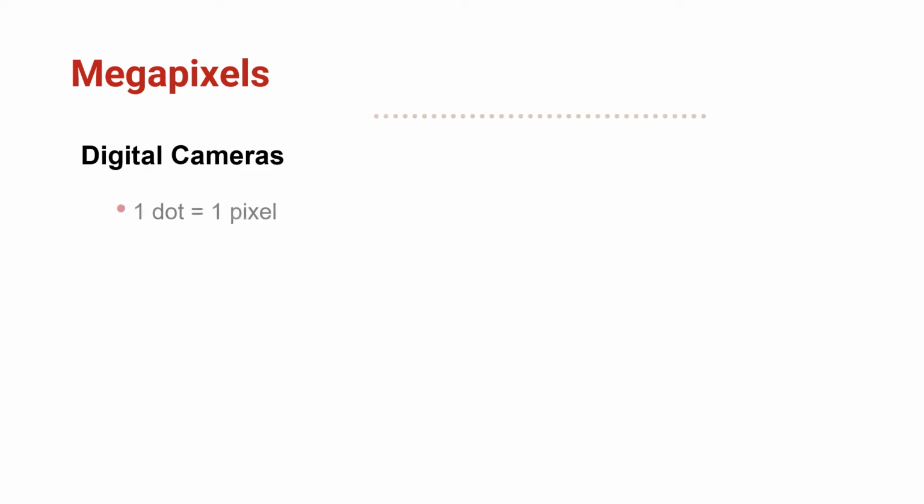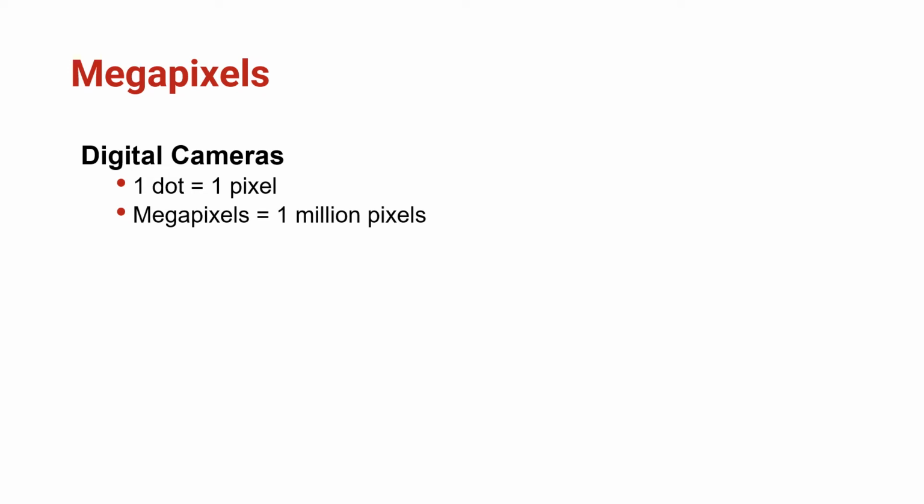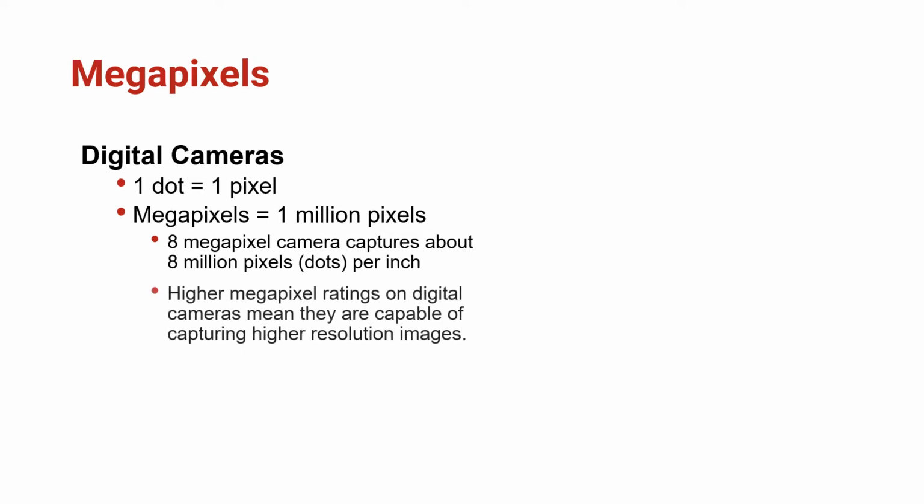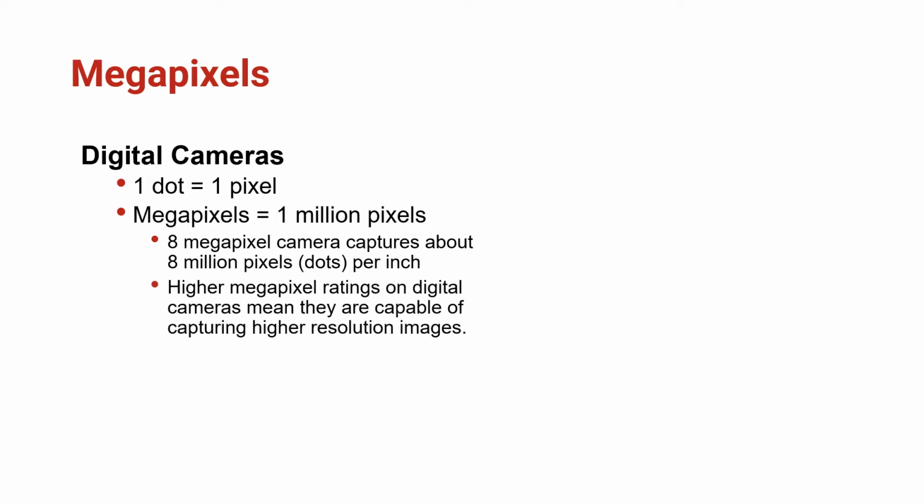Since we are talking about resolution with JPEG files, it's important to mention the term megapixels in relation to digital cameras. With bitmaps, we mention bits of information grouped together, and that's true for JPEG files as well. Each dot of information in a JPEG is usually referred to as a pixel. A megapixel is a group of 1 million pixels. An 8 megapixel camera's sensor captures about 8 million pixels per square inch, and more megapixels generally means higher resolution images are captured.